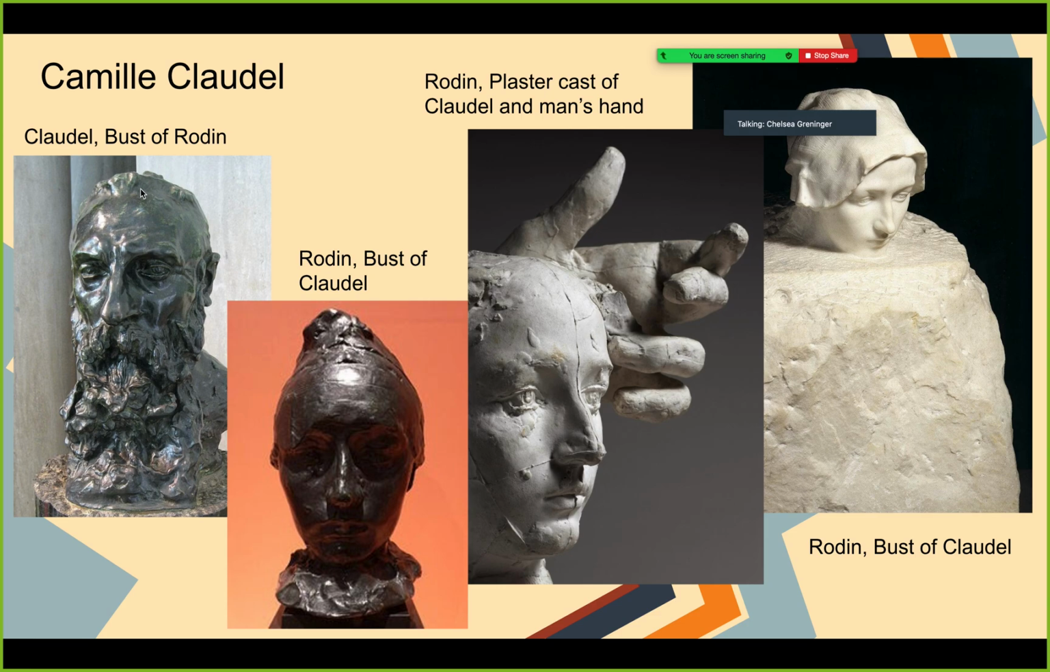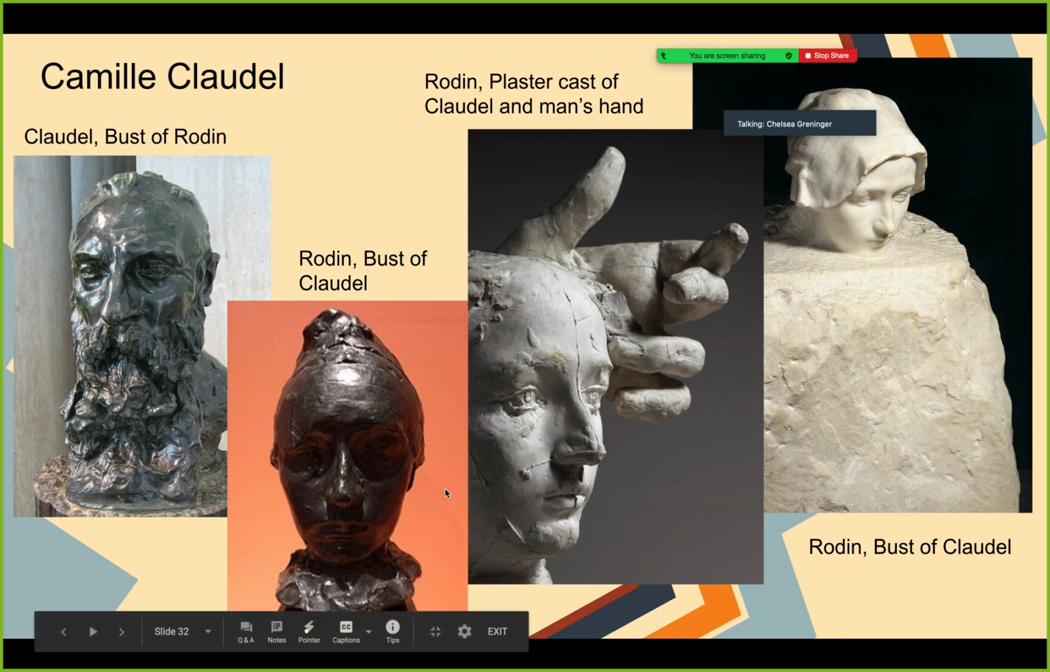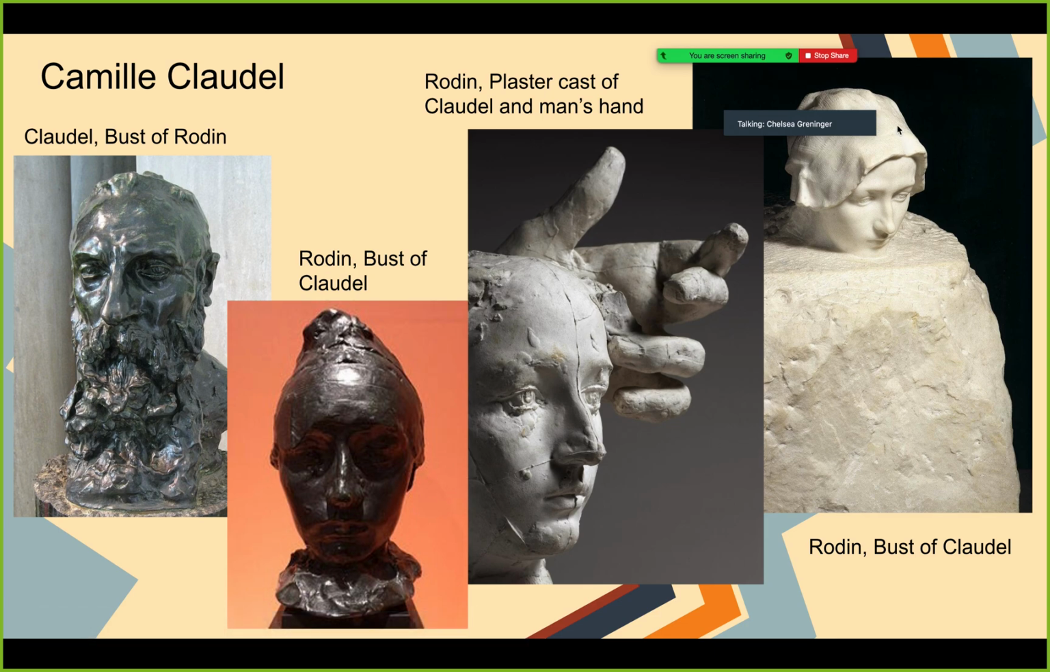This is a bust of Rodin sculpted by Camille Claudel. This is a bust of Camille sculpted by Rodin. And this is also a bust of Camille sculpted by Rodin. I think this piece is really fascinating because I don't know if it's unfinished or if it's intentional. If it's intentional, he's sort of saying that she was stuck inside this block. But if it was not finished and unintentional, then I think that's a different story.